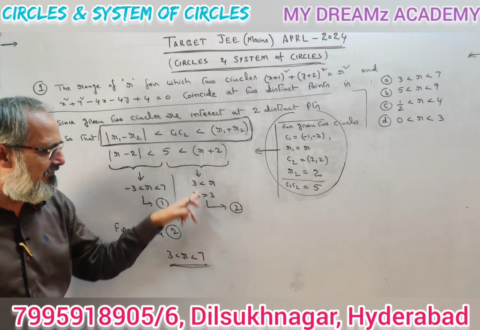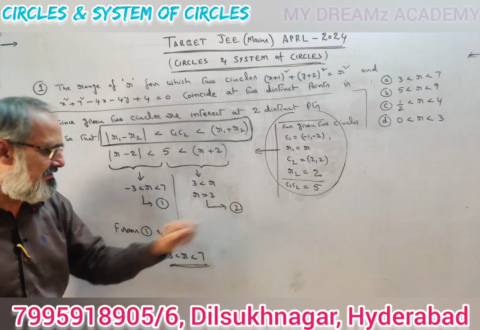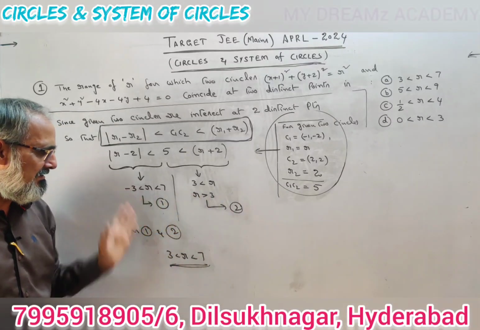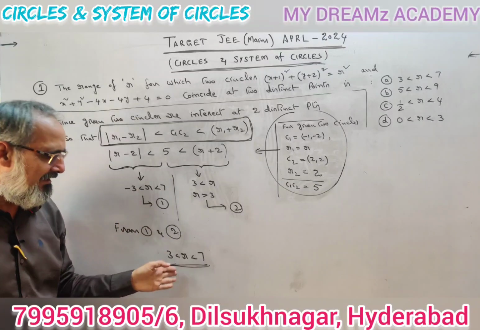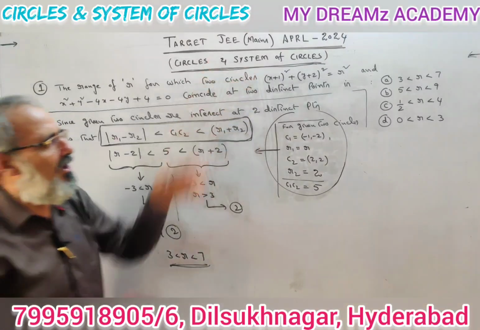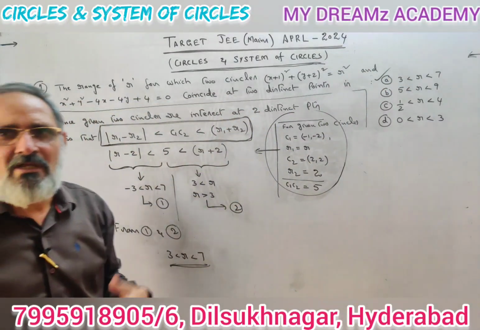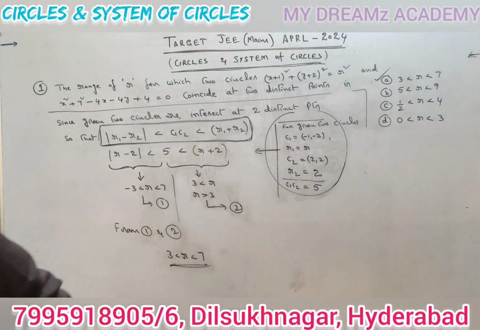Solve the other inequation, and it comes R is greater than 3. From 1 and 2 combined, R is greater than 3 and R is less than 7. So the common area lies between 3 and 7. So option A will be the answer. This is the first one. Now you can go for the second one.